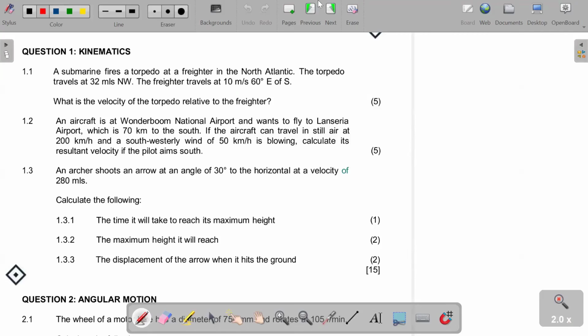So I'm on question number 1 there, under kinematics 1.1 was saying, a submarine fires a torpedo at a freighter in the North Atlantic. The torpedo travels at 32 meters per second northwest. The freighter travels at 10 meters per second, 60 degrees east of south. What is the velocity of the torpedo relative to the freighter? That's our question. So I'm going to demonstrate two methods that we can use to answer this question.